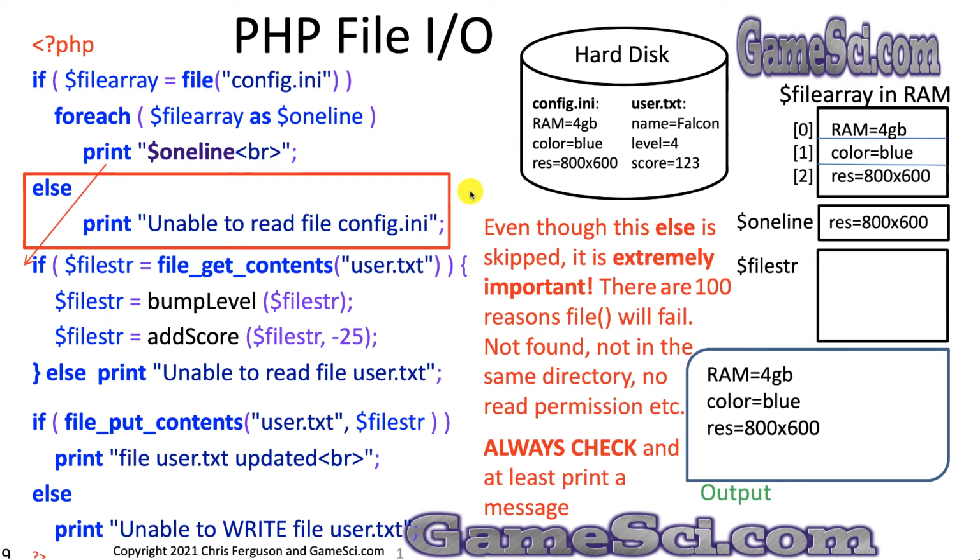Before I move on though, let's take a closer look at this else statement. Even though the else is skipped, it's extremely important. There are 100 reasons why the file command will fail. File not found. It's not in the same directory. There's no read permission on the file. There's many different ways that this line of code up here will fail. We need this else statement for the situation where this line of code did not work. It'll execute the else and tell the user.